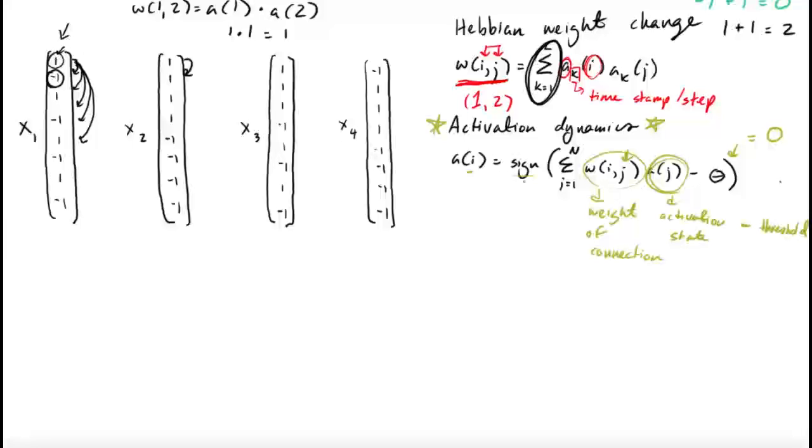For purposes of the homework, this theta is zero, so we don't have to worry about it. And the sine function simply means that if it's a value greater than zero, we're going to get a plus one activation state. And if it's less than zero, we're going to get a negative one activation state.